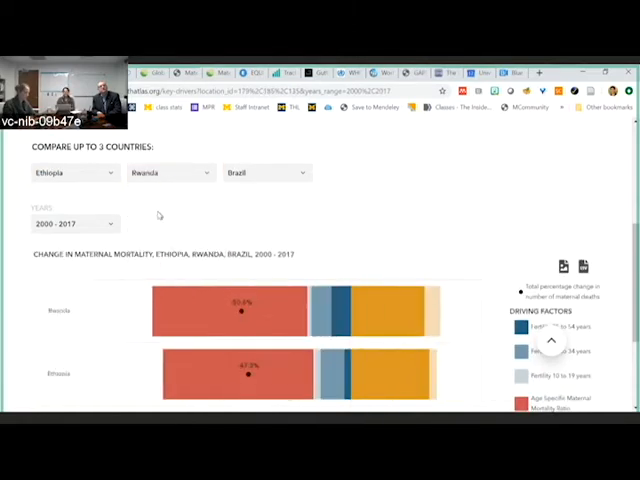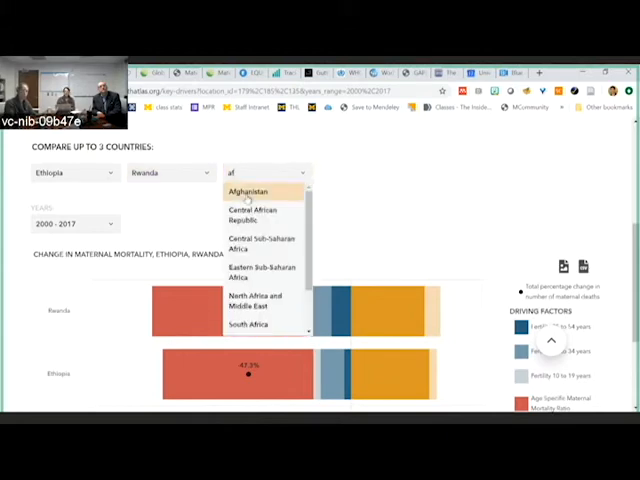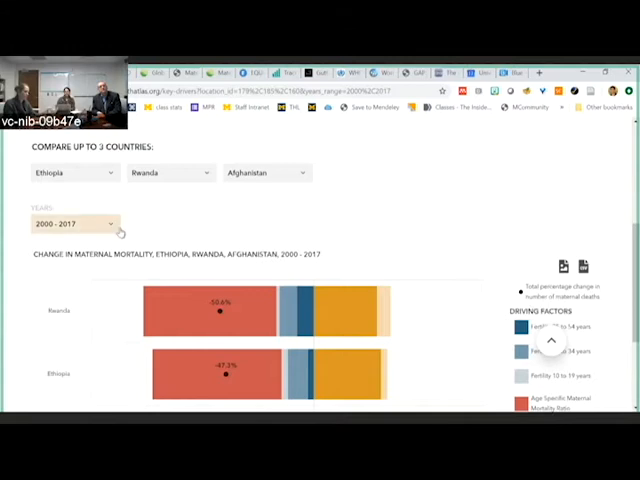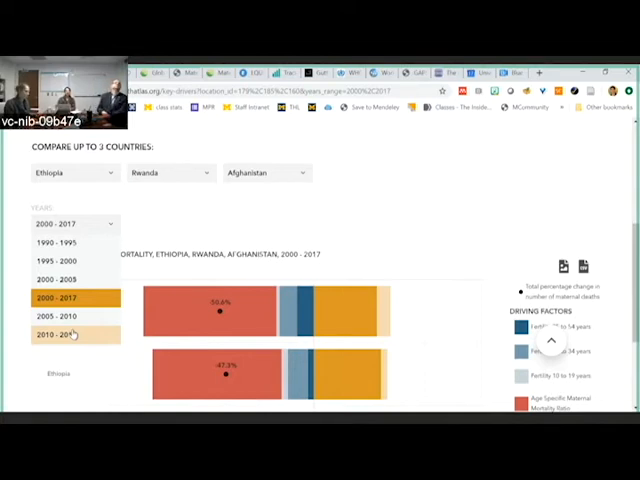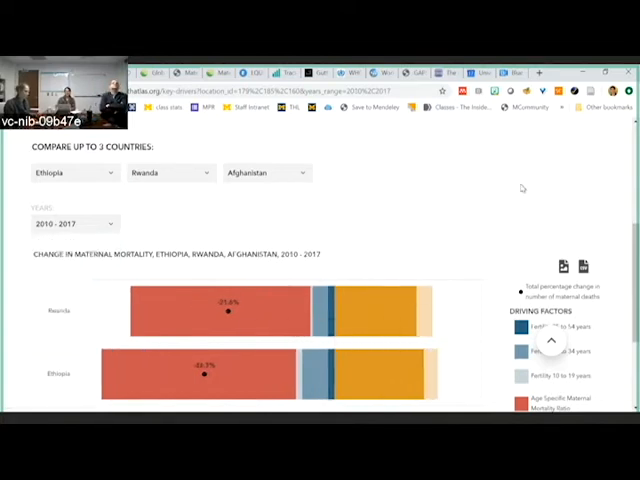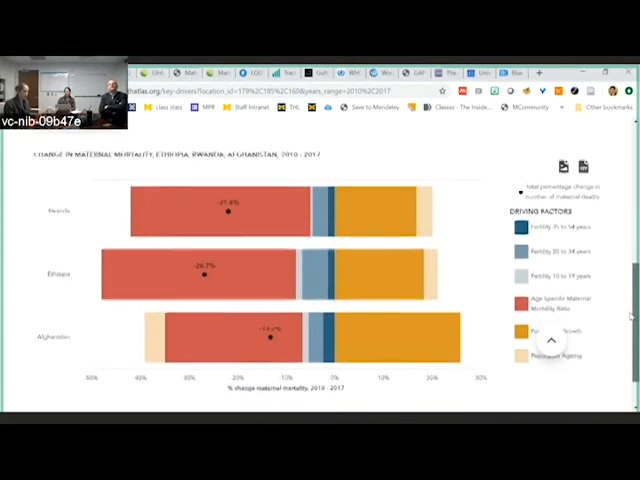And because it intrigued me with its numbers being so high, I'm going to look at Afghanistan as well. I'm going to change my years just for the sake of showing you what the system can do. Instead of 1990, 95, I'm going to do 2010 to 2017. What are we looking at here? What we're looking at, and I'm sorry, it's taking a moment to scroll down here.